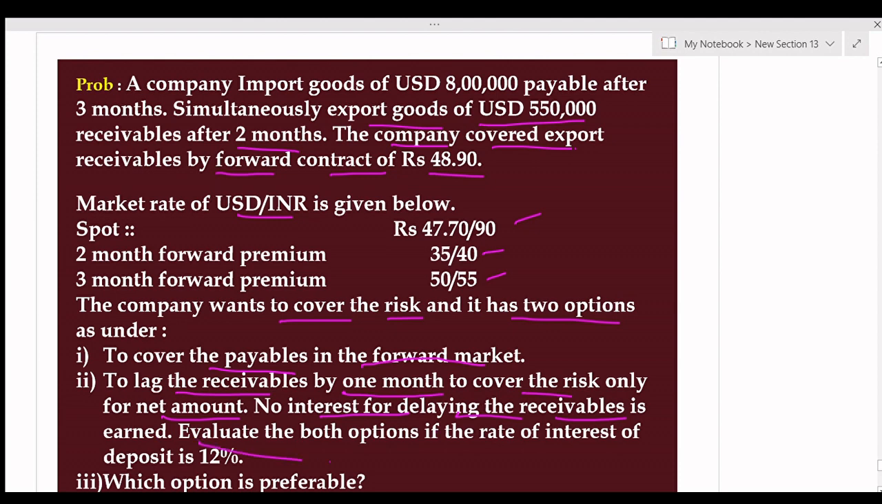Evaluate both options if the rate of interest on deposit is 12%. Since it is deferred by 1 month, the bank will calculate whether the party will pay or receive, because deferring means selling rate minus buying rate. If the selling rate is greater than the buying rate, then the customer will pay. Which option is preferable?